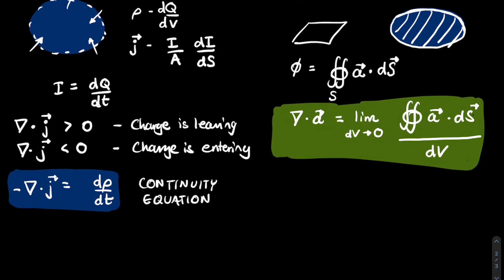So what I'm going to do is move this dV up onto this side. So the divergence of A, multiplied by dV, is equal to this surface integral of the flux density, dot producted with the surface, of this vector field A.